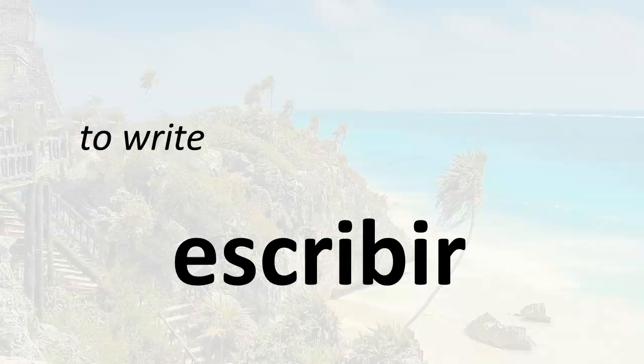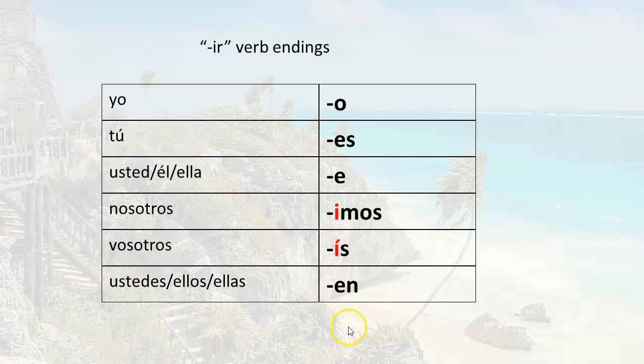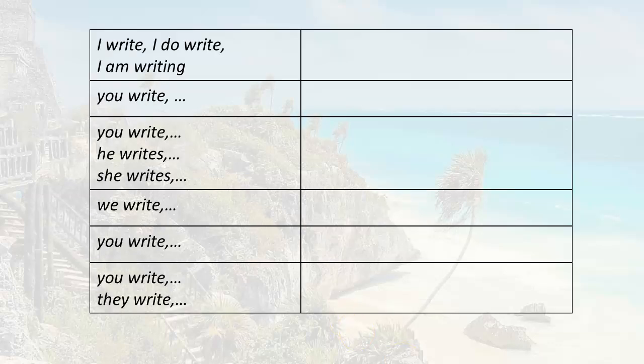Hi, in our last lesson we learned how to use regular IR verbs in the present tense. That was lesson 114. So this is lesson 115. Now that you know how to use regular IR verbs, we're going to look at the verb escribir, which means to write. Escribir is a regular IR verb, which means if you know the endings for regular IR verbs, you can easily conjugate escribir. So let's go ahead and practice with that.